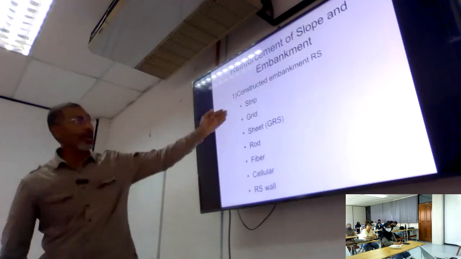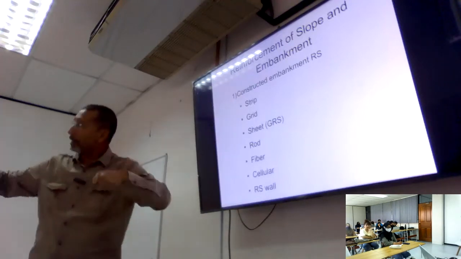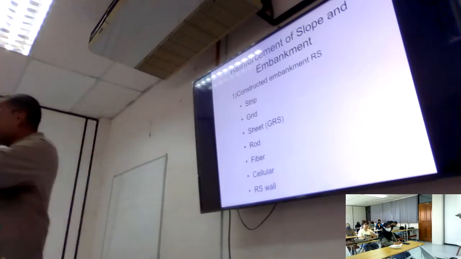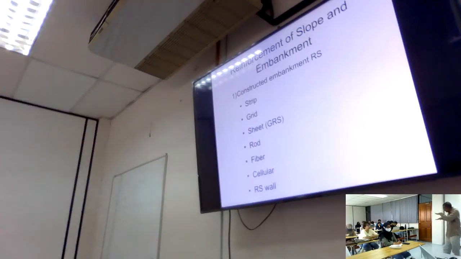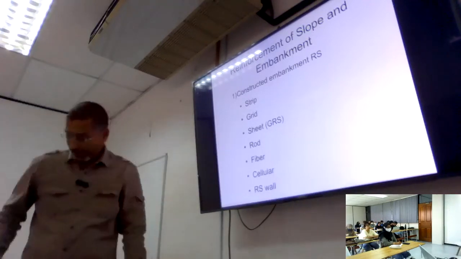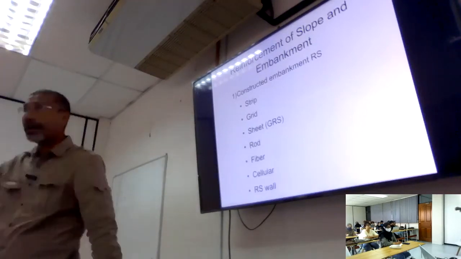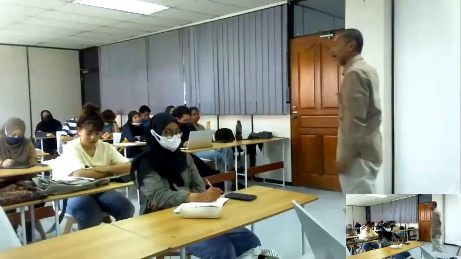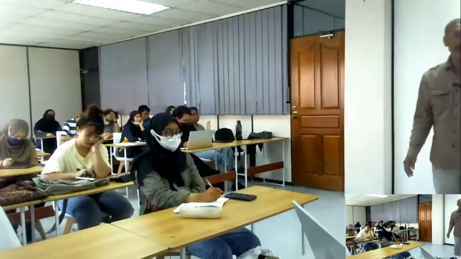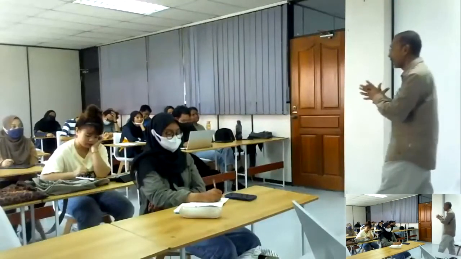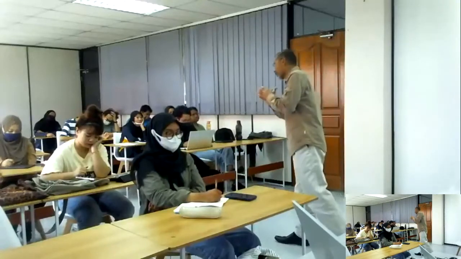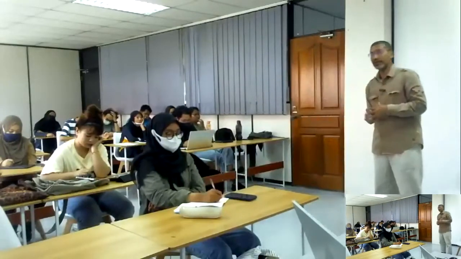So you saw this just now before. We have a strip kind of thing that we put into the soil, a grid type of material that we place within the soil mass, or a sheet type, like cross sheet type, or rod, even a bar, like a steel bar, similar to what I put in concrete, or even fiber. Sometimes it's a fiber, cellular, and sometimes a wall itself, a network of wall that can provide this reinforcement.